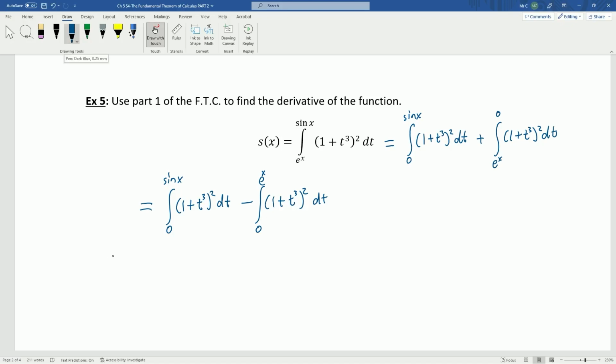So when I go to take this derivative, I need to apply the chain rule to each of these. So I'm going to rewrite this one as the integral from 0 to u.